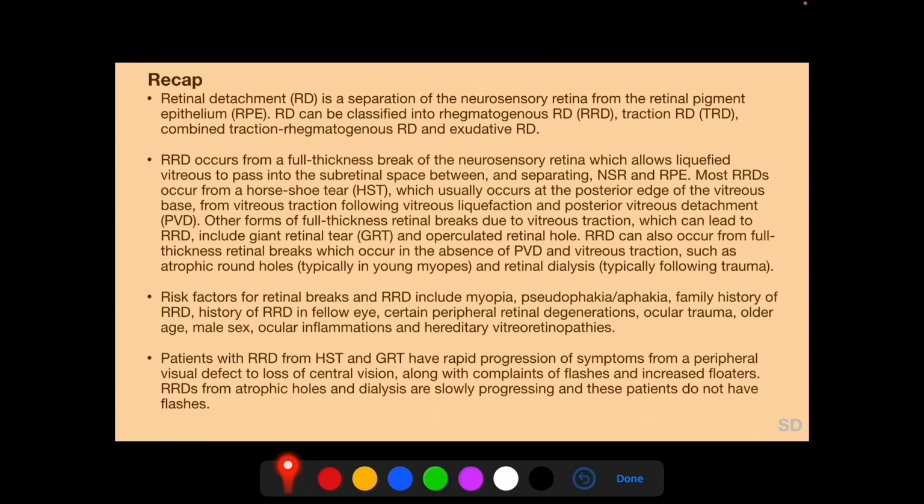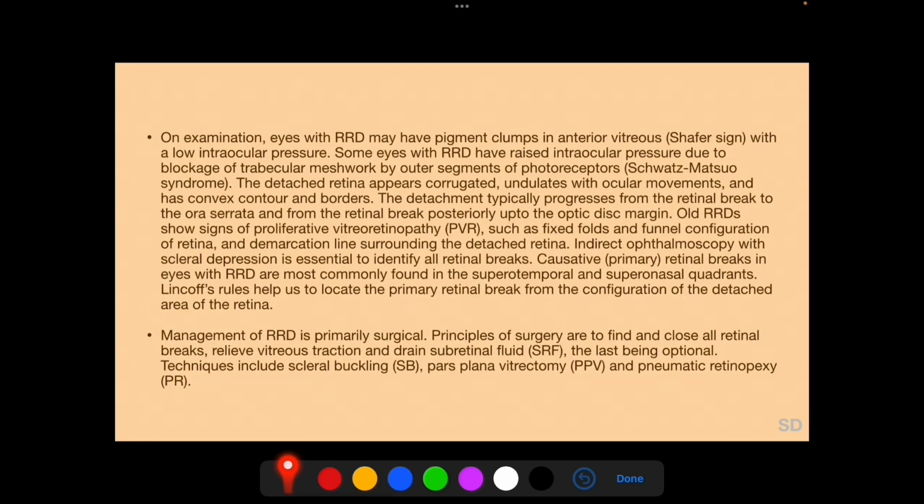Patients with RRD from HST and GRT have rapid progression of symptoms from a peripheral visual field defect to loss of central vision, along with complaints of flashes and increased floaters. RRDs from atrophic holes and dialysis are slowly progressing, and these patients do not complain of flashes. On examination, eyes with RRD may have pigment clumps in anterior vitreous with a low intraocular pressure. Some eyes with RRD have raised intraocular pressure due to blockage of trabecular meshwork by outer segments of photoreceptors.